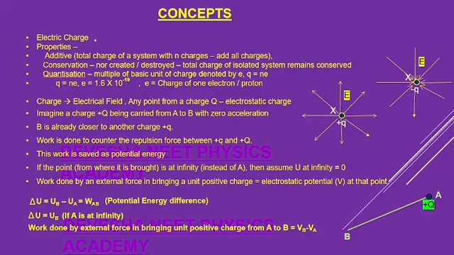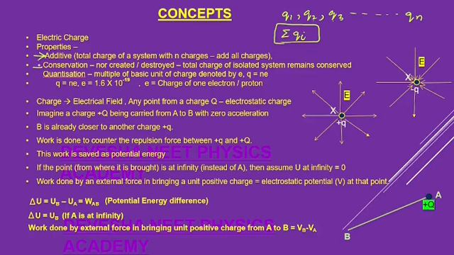In concepts, we first talk about the electric charge. There are some properties pertaining to electric charge. First is that they are additive. So the total charge of a system, if there are n charges, will be just the sum of all the charges. For example, if you have a system in which there are multiple charges, say Q1, Q2, Q3, etc., the total charge of the system will be the summation of Q1 plus Q2 plus Q3 plus Q4 and so on till Qn. So that is what is meant by the additive property.